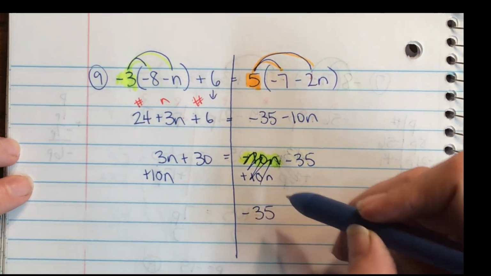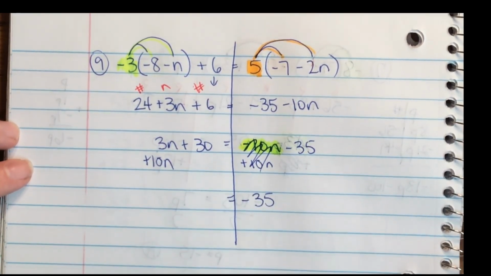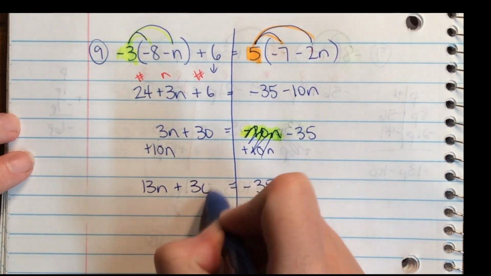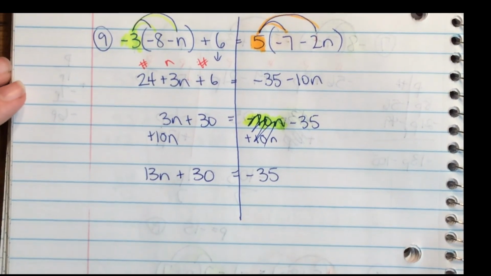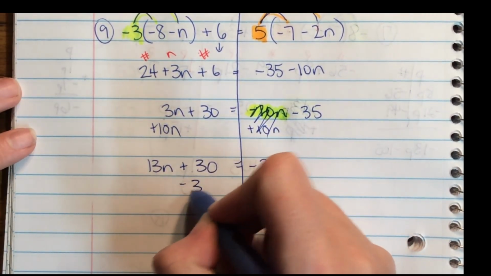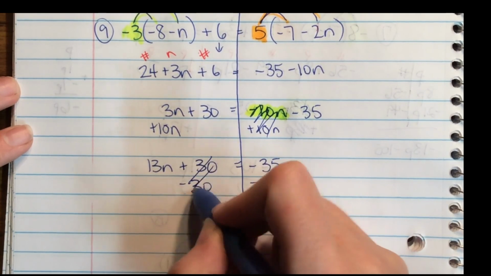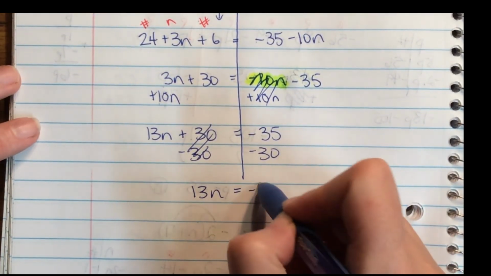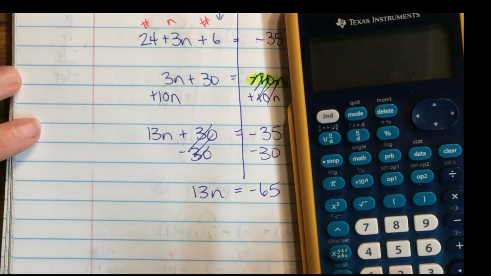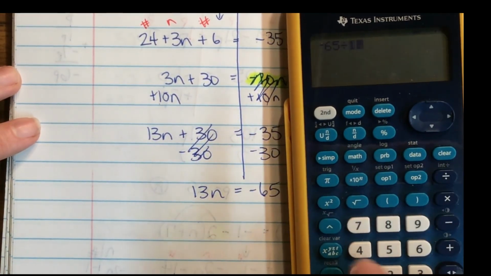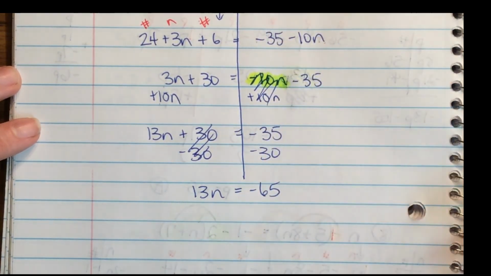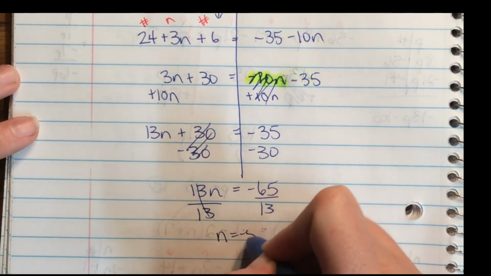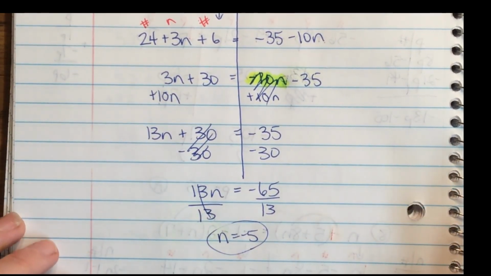I get negative 35 on this side, and then I add here and get 13n plus 30. Now I'm going to subtract 30 from both sides, and I get 13n equals negative 65. And when I divide by 13, negative 65 divided by 13 is negative 5. So that would be letter A.